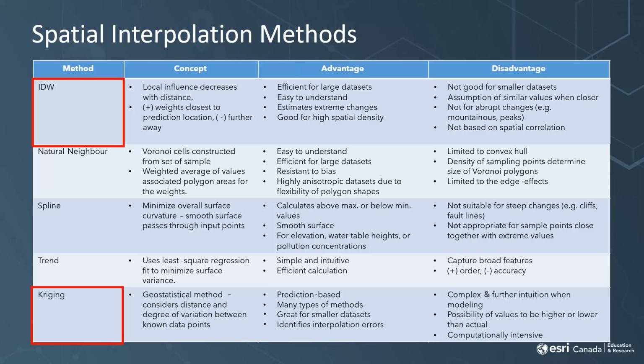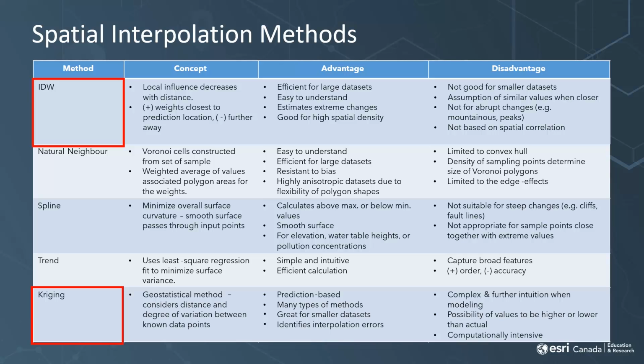On the other hand, kriging is somewhat similar to IDW, except it considers distance and the degree of variation between known data points. Unlike IDW, kriging is prediction-based, has a wide range of methods, it's excellent for smaller datasets, and most importantly, it identifies interpolation errors, which demonstrates the model's performance. The downside of kriging is that it can be complex and requires background knowledge of geostatistics when modeling.